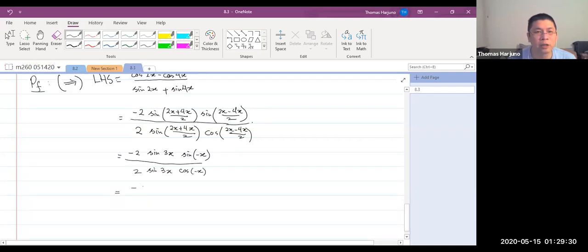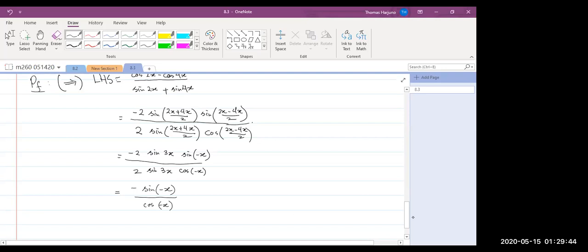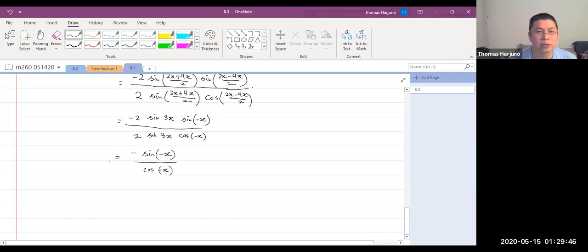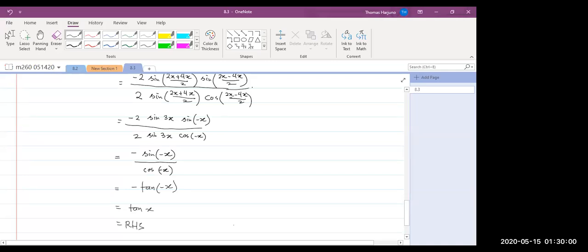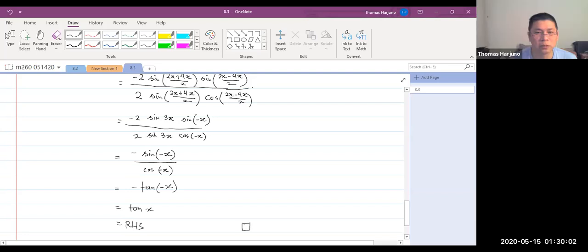Okay, so I get negative sine negative x over cosine negative x. Is it right? Yes. Okay. You can bring the negative out for the sine, or you can just make it negative tangent negative x, which is tangent x. That's our right-hand side. Thank you, Professor. That's the end of the proof.